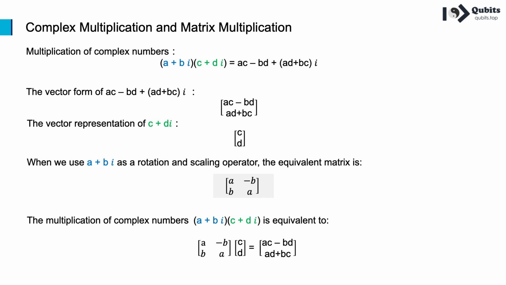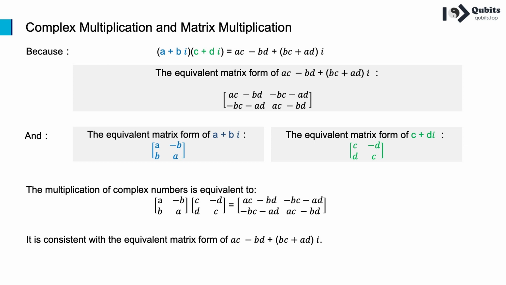As a complex number acts as an operator, it performs rotation and scaling on the object being operated. Therefore, based on linear algebra experience, we can easily obtain the equivalent matrix for a complex number as an operator. Finally, we use matrix multiplication to verify that the two calculation results are equivalent.